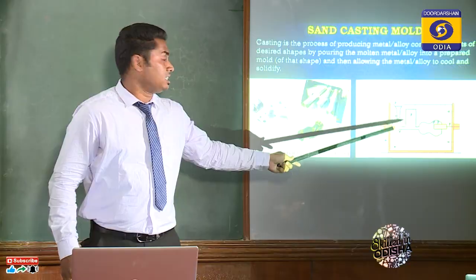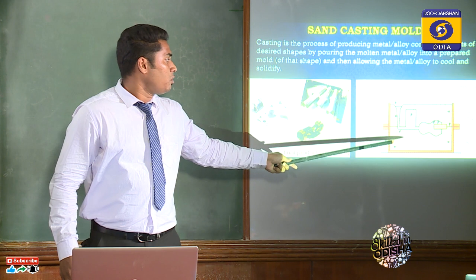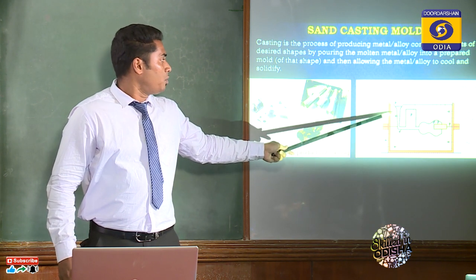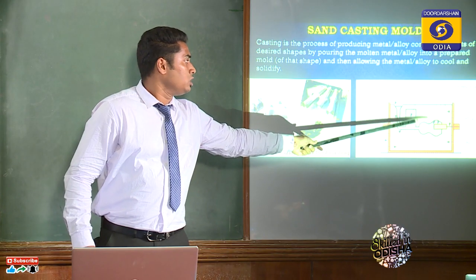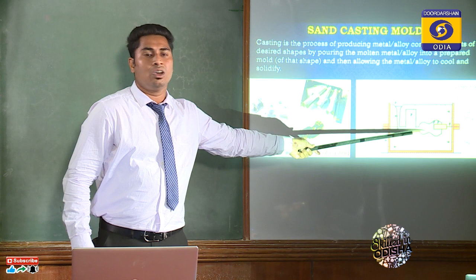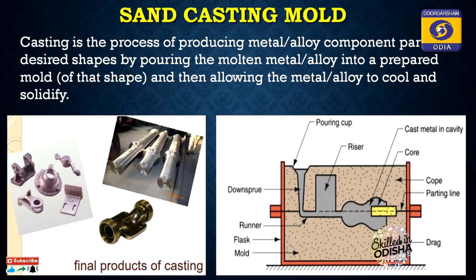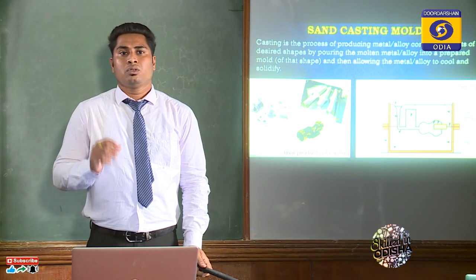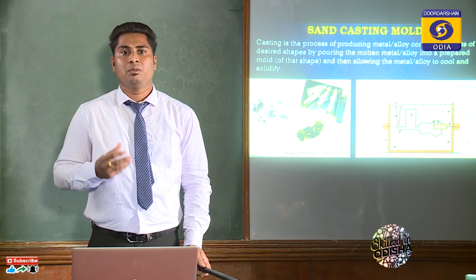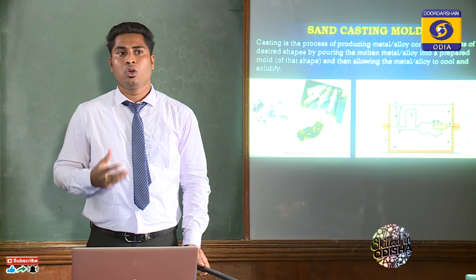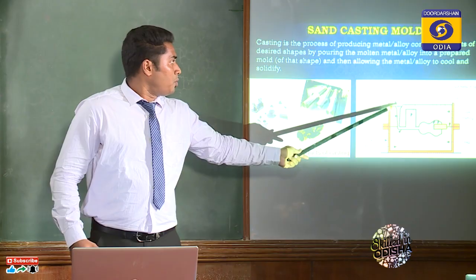This is the sand casting process. Here two half boxes are used. The lower box is called the drag box and the upper box is called the cope box. This is the mold cavity which we have to fill by pouring the molten metal. This yellow section is called the core. The core is used if we require any internal hollow cavity inside the casting product. This is the pouring cup.